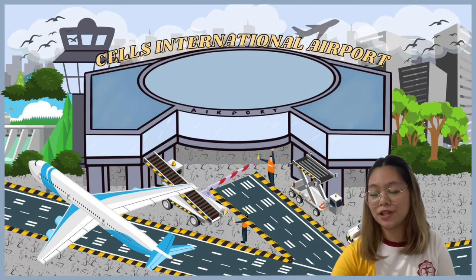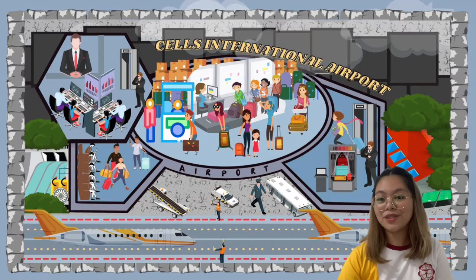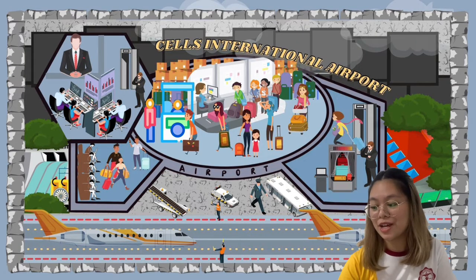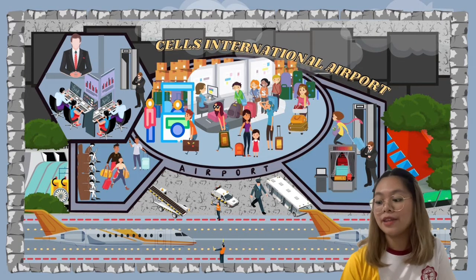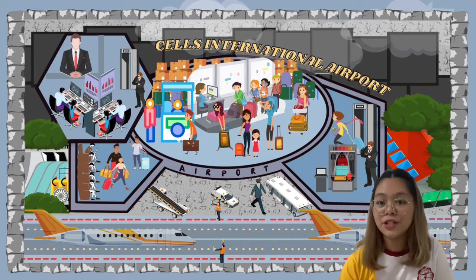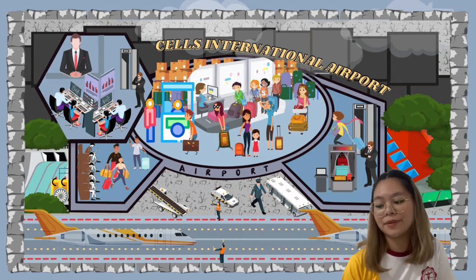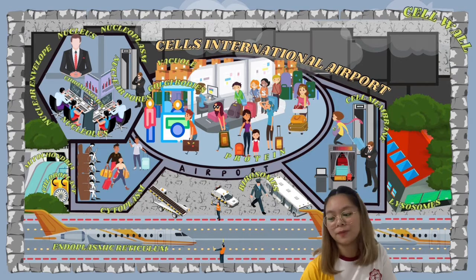So what is flashed on the screen right now is the CELS International Airport. So this is what is inside the CELS International Airport. As you can see, there are so many components of it, and each component of this airport has its functions. And later on, we will discuss each function of each component. So here is the labeled map or the bird's eye overview of the airport.